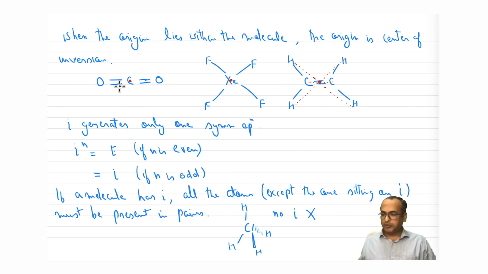Okay, so that finishes the fourth symmetry element, the inversion center. And in the next class, we will see the improper axis and improper rotation. Okay, so that's all for today.